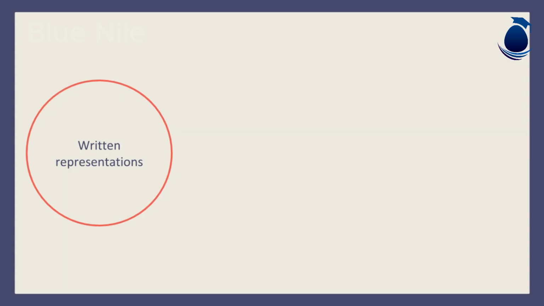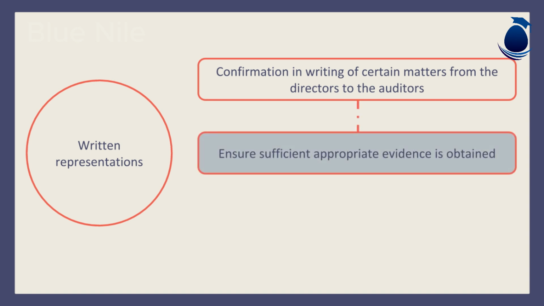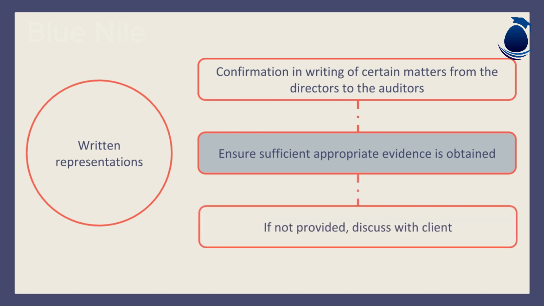Written representations are written confirmation of matters from the directors of the entity to the auditors. Certain matters must be confirmed in writing by the management to ensure the auditor has sufficient appropriate evidence on the financial statements overall. If the management will not provide written representations, again, discussions must be made with the directors. Without written representations, there will be a lack of sufficient appropriate evidence, which would have an impact on the audit opinion.